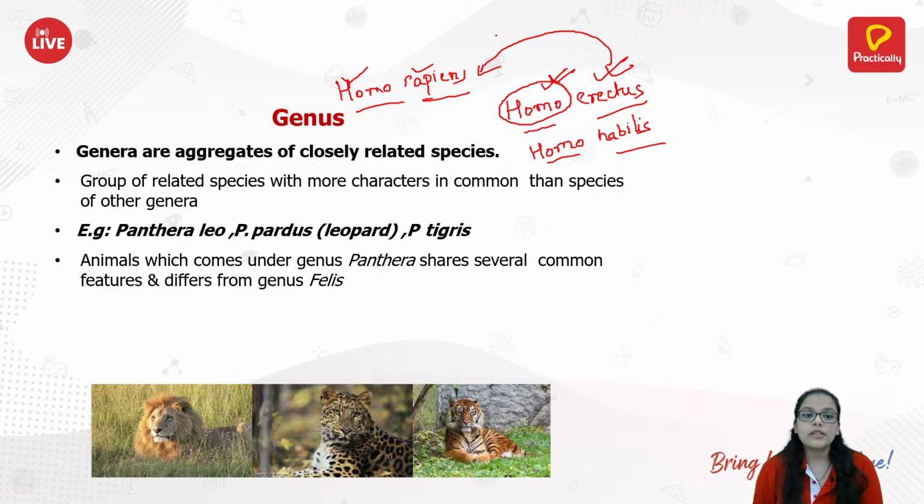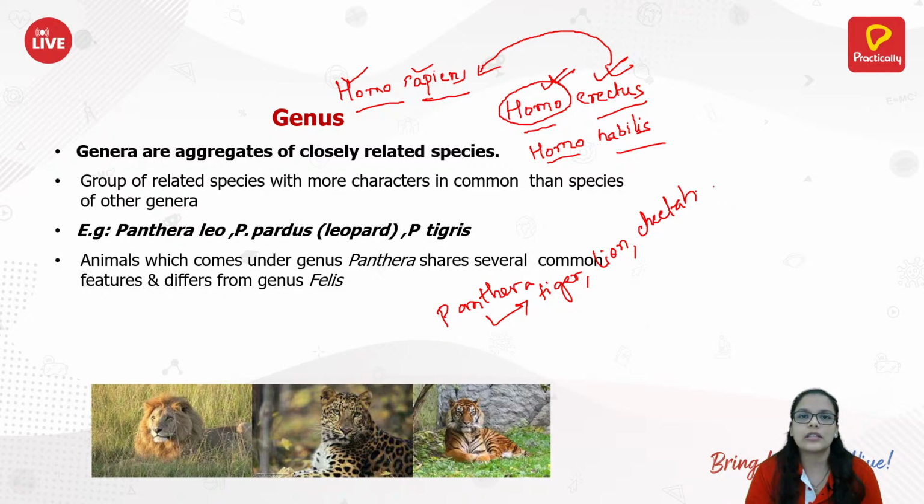Okay, so animals which come under genus Panthera. Suppose when it's Panthera, it can be a tiger, it can be a lion, it can be a cheetah. These are all Panthera. Same kind but different characteristics. Same kind of animals. The food habits, the running, everything, same kind. But they have different characteristics. They look a bit different.